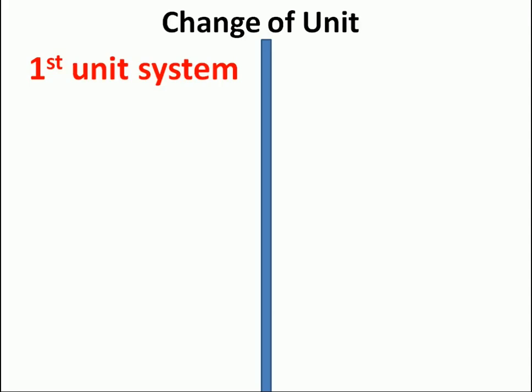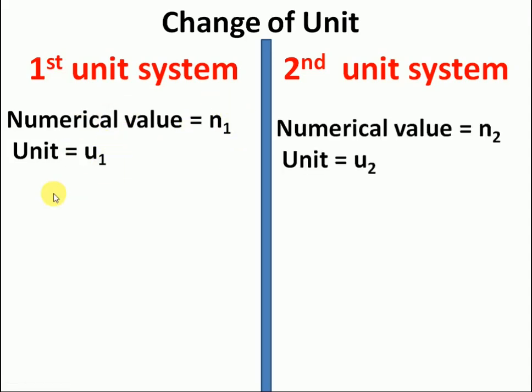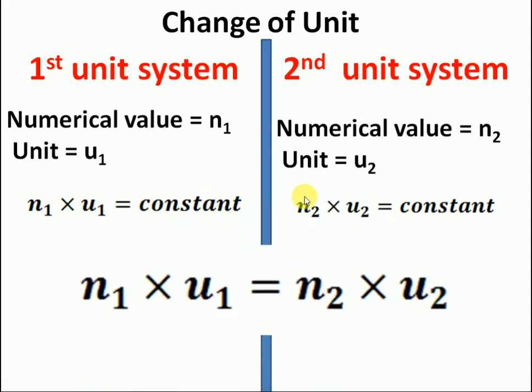Suppose I have two unit systems. The numerical value of a physical quantity in the first unit system is n1, and suppose the unit is u1, and when you take it to the second unit system, let n2 be the numerical value and u2 be the unit. But we already know, when you multiply the numerical value and the unit, you will get a constant. As both products give a constant, I can write n1 u1 is equal to n2 u2, and this is the basis of our conversion.